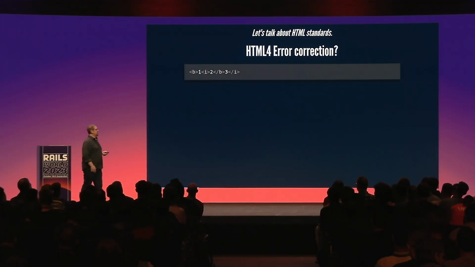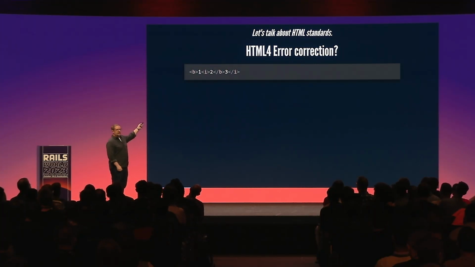So what I mean by error correction is you can have HTML come in that's malformed. You have an open B tag and an open I tag, and then they're closed in the reversed order. What should a parser do? The spec gives no guidance.